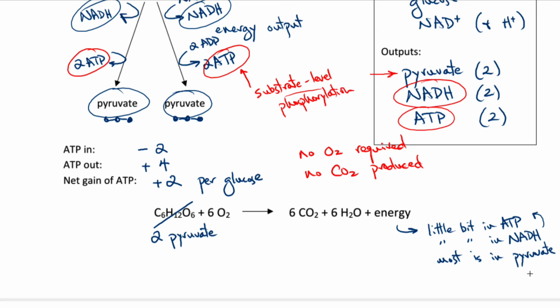So in summary, glycolysis is an evolutionarily old process. We split glucose into two molecules of pyruvate, and it doesn't require any oxygen, doesn't produce any CO2, and actually leaves most of the energy still in the pyruvate. But at least it gets us out a little bit of energy, which is now stored in ATP. Next, we'll look at the Krebs cycle.